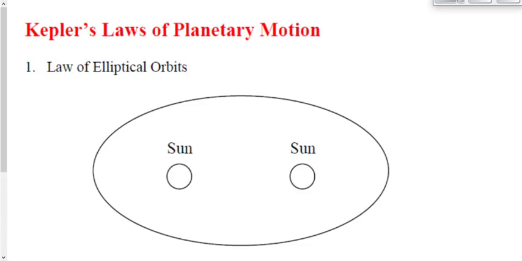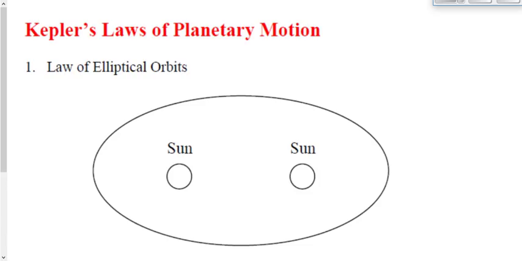Now, the law of elliptical orbits says that the path of a planet, including the Earth, is an ellipse around the sun. Not nearly as pronounced as the ellipse that I have drawn. It's much, much closer to being a circle than I have it drawn right here. But it's still an ellipse. I have it drawn much more pronounced than it really is, just so that you can see that it is in fact an ellipse as opposed to a circle.